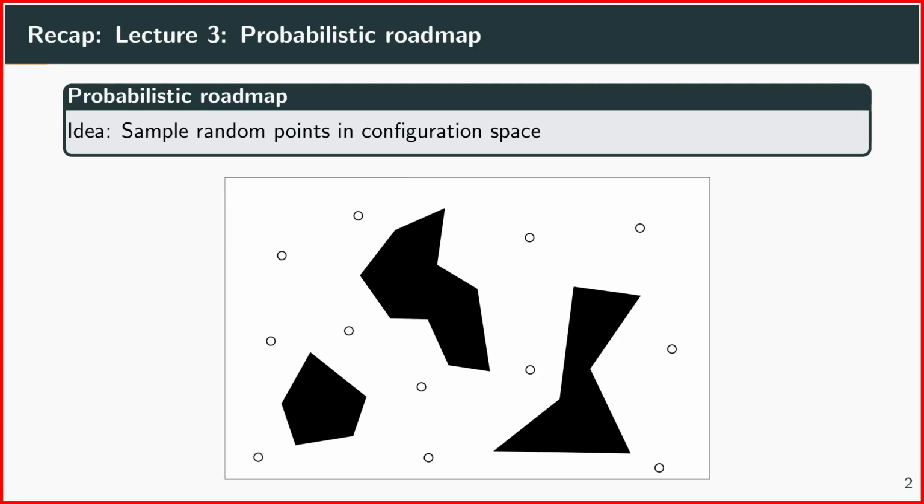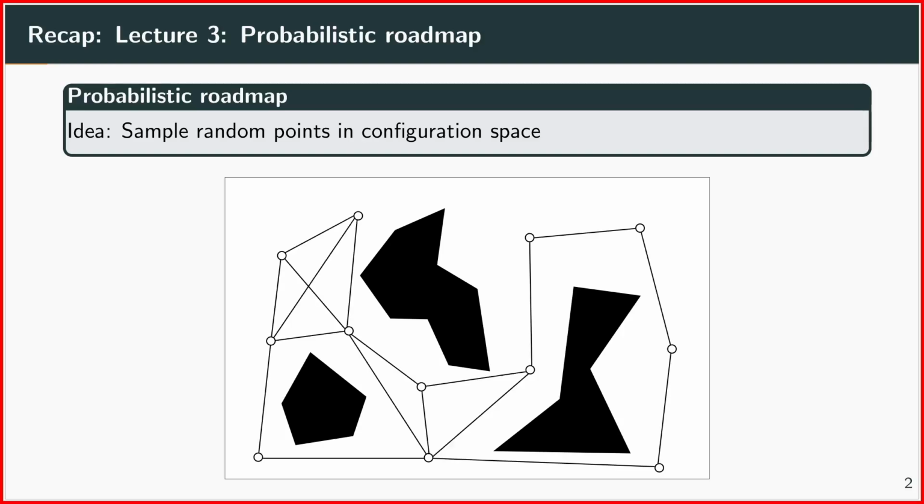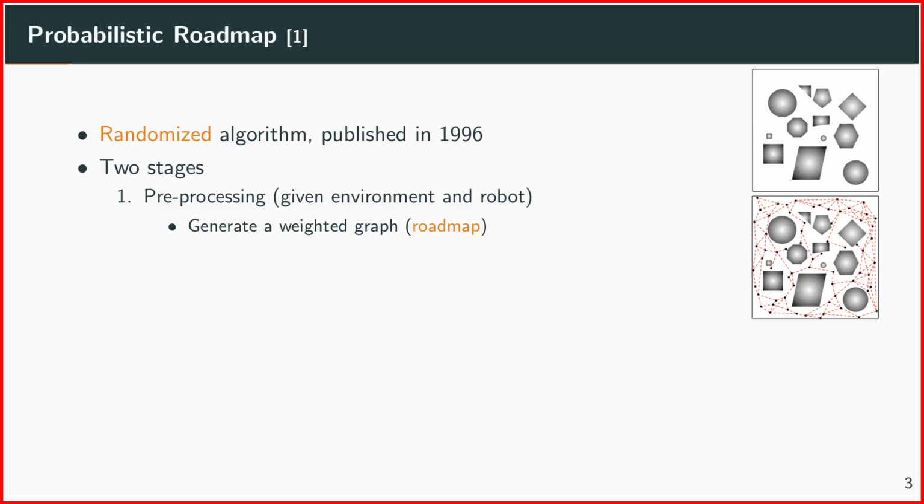And so this looks like that. You just sample randomly in your configuration space, you get some points which are valid, you store them, and then in the next phase you try to connect all of them together so that you get a graph. And this graph we usually call a roadmap. And this roadmap basically gives you a representation of the configuration space, and then you can use this representation to plan motions to go from any point A to point B. And this idea was first published in 1996 by Lydia Kavraki. She's a professor at Rice University in Houston, Texas.